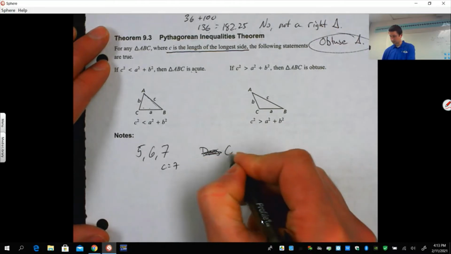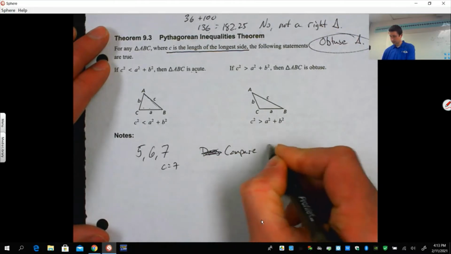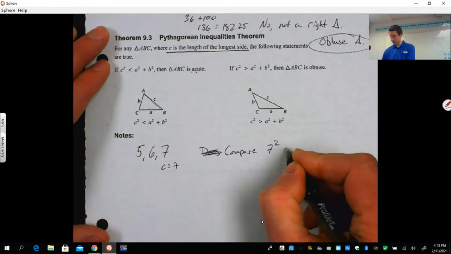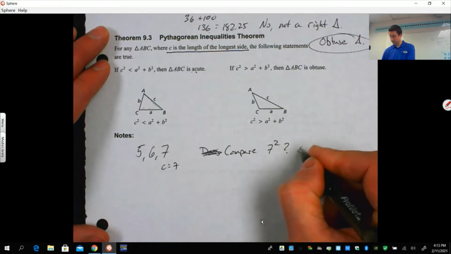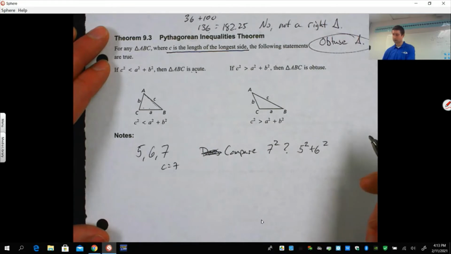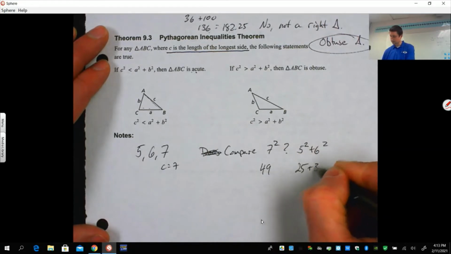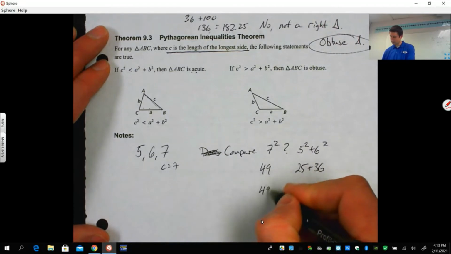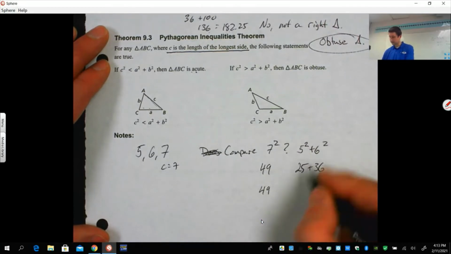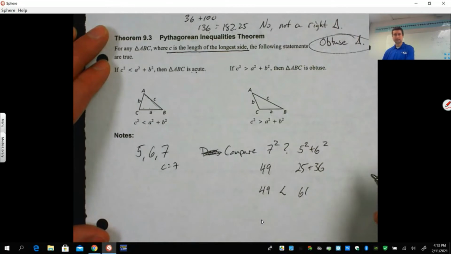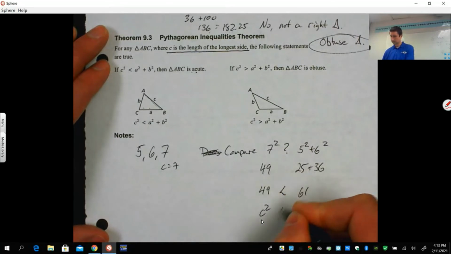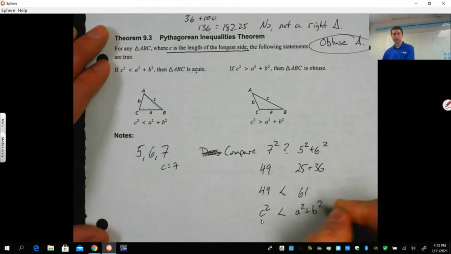Hang on. Let's compare 7 squared to 5 squared plus 6 squared. So we take 5 squared plus 6 squared. 5 squared is 25 plus 36, which is 61. 49 is less than 61. So c squared is less than a squared plus b squared.